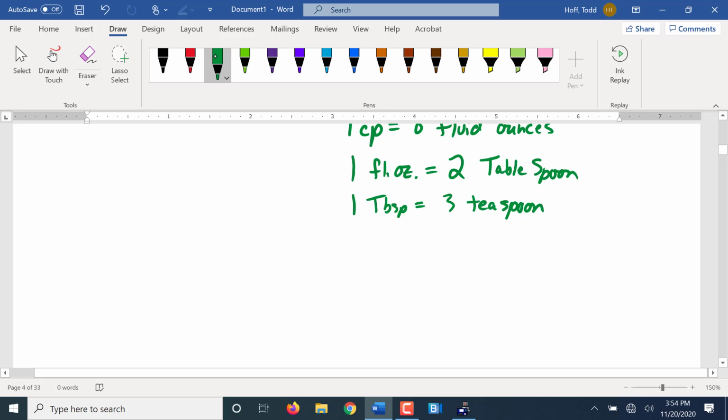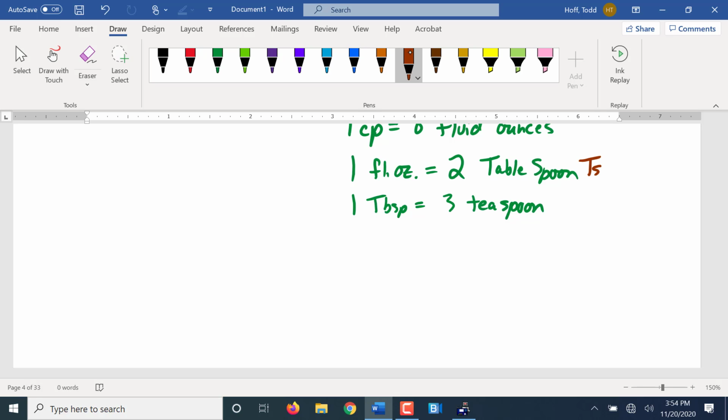Little note there, your abbreviations for tablespoon, you could have capital TSP, capital TBSP is the one I used, or just capital T, or you could have a small TBSP. The reason I give you the warning is because for teaspoon, you can either have a small TSP or just a small t. Notice both of them have TSP. The difference is a capital T and a small t. So you've got to watch very carefully.